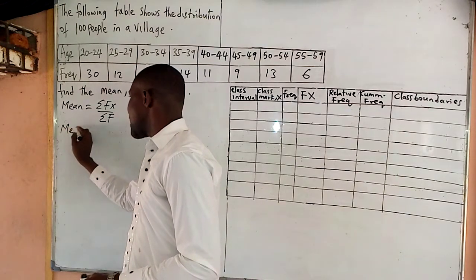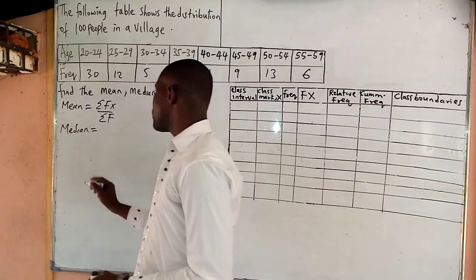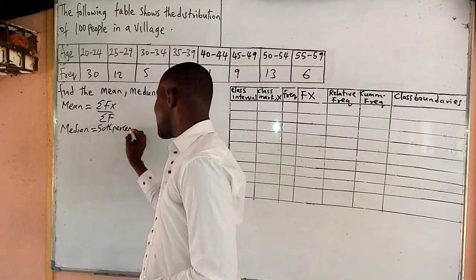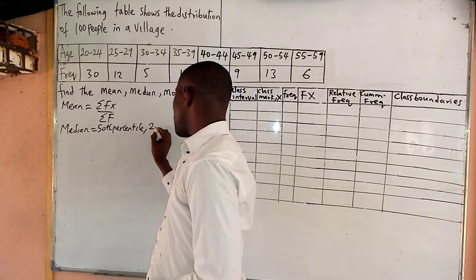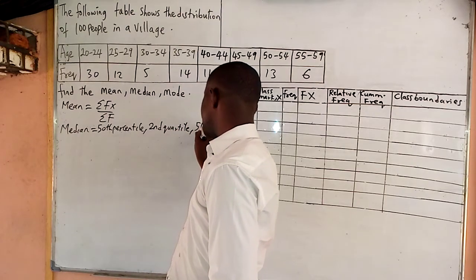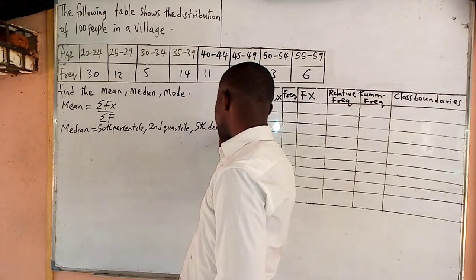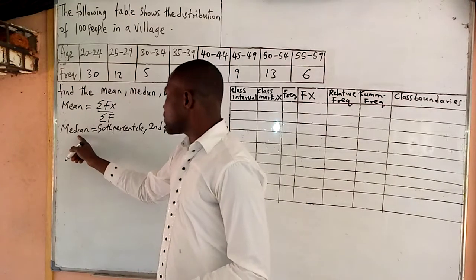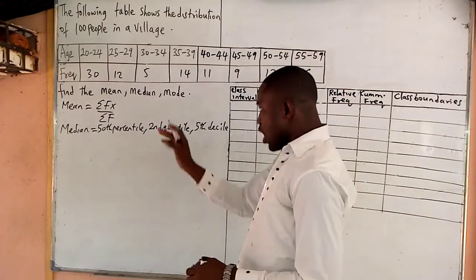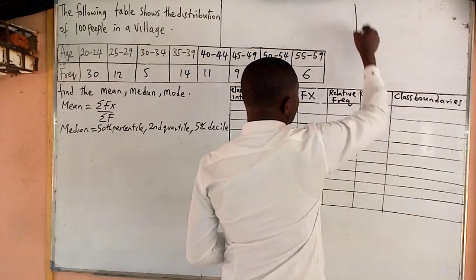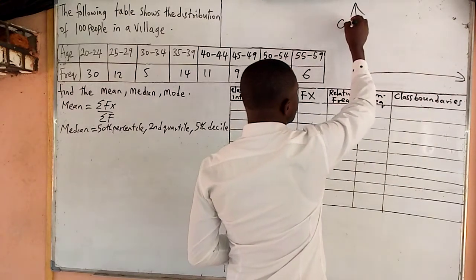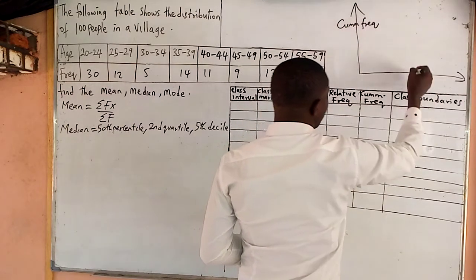Then, median equals, you can call median the 50th percentile, second quartile, or 50th decile. This median can be gotten using the formula method and can be gotten graphically. Under graphically, you get median by plotting an ogive graph, or cumulative frequency graph, cumulative frequency against class boundaries.